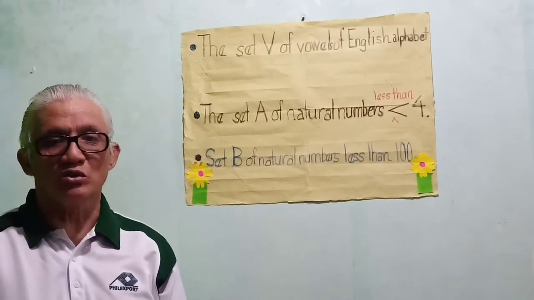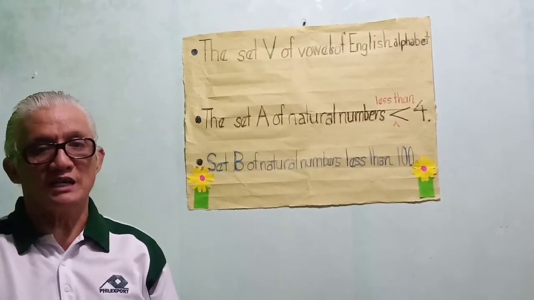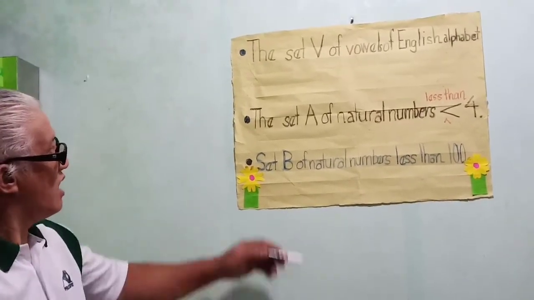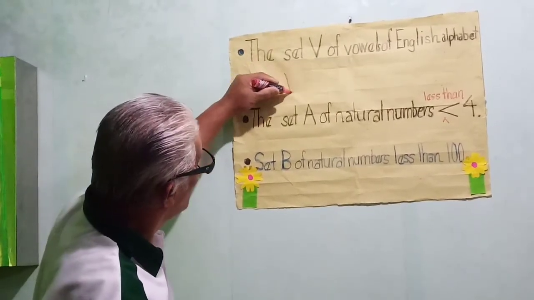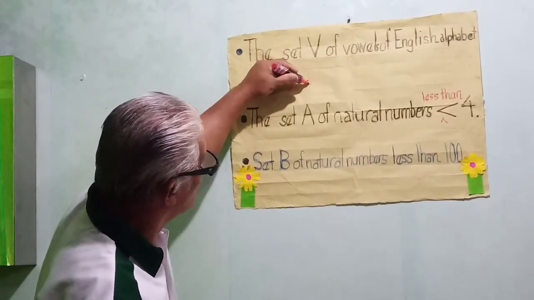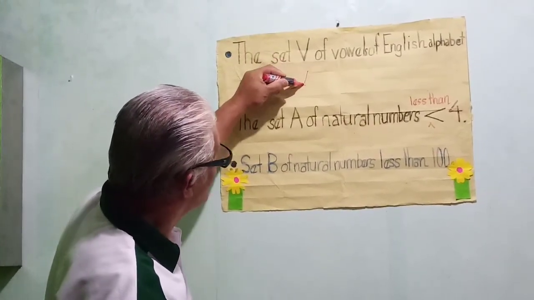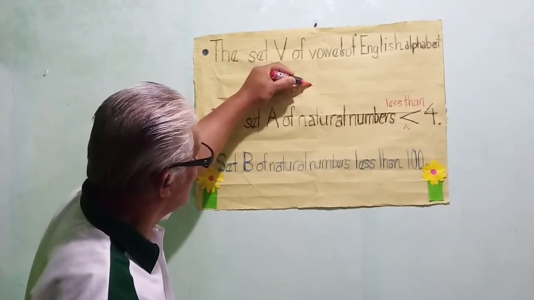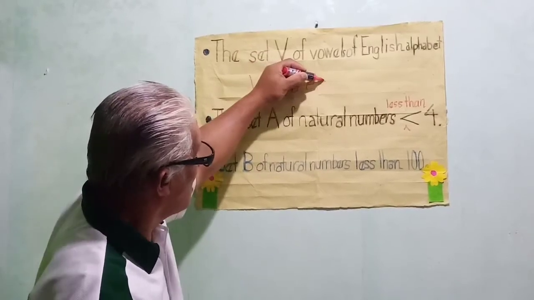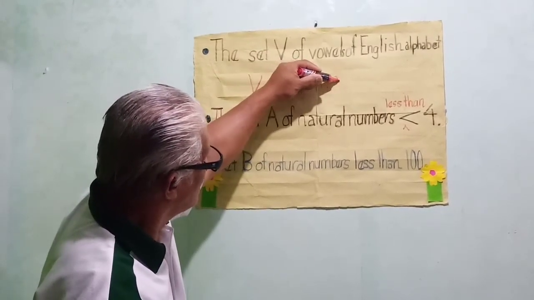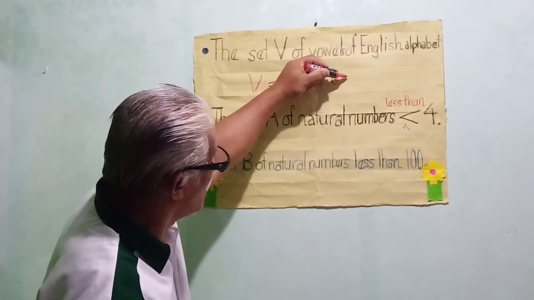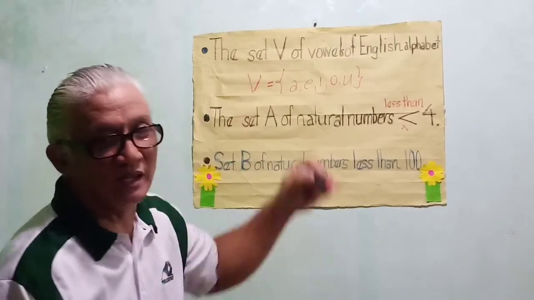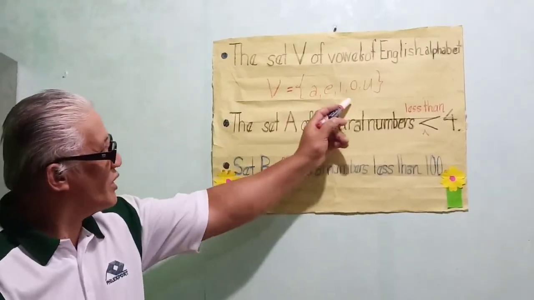Try writing a set in roster form for the vowels of the English alphabet. How will we write it? Take the capital letter V is equal to, open curly bracket, A, comma, E, comma, I, comma, O, comma, U, and close curly bracket. And this is our answer.